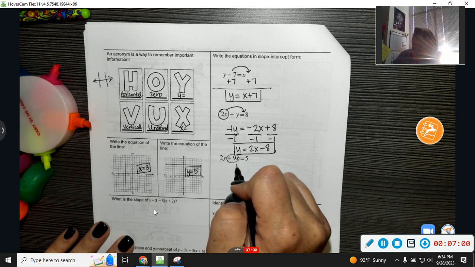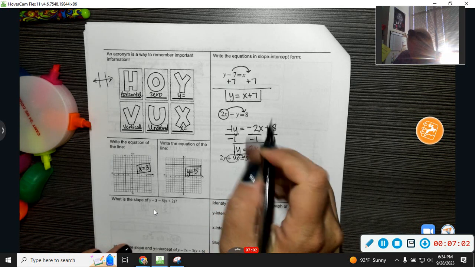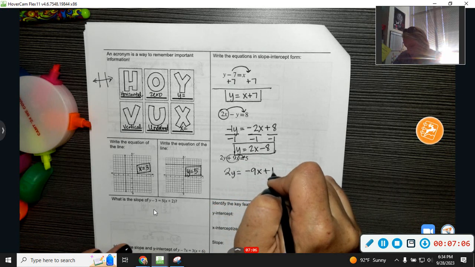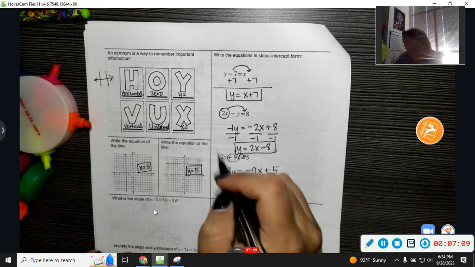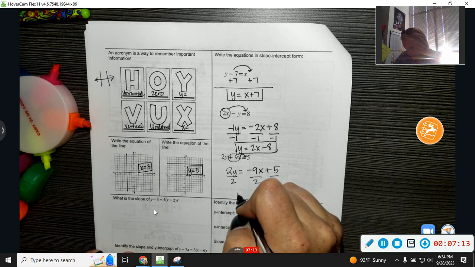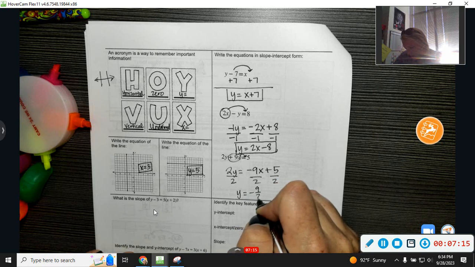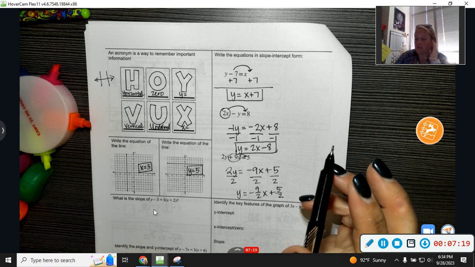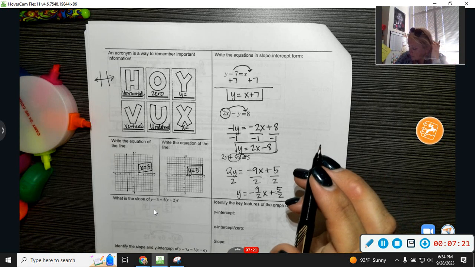Take the x term, and we're moving it over there. So I have 2y equals negative x, and it pushed the 5 over. And then we divide by 2. And again, all of this is just so I can graph things in Desmos.